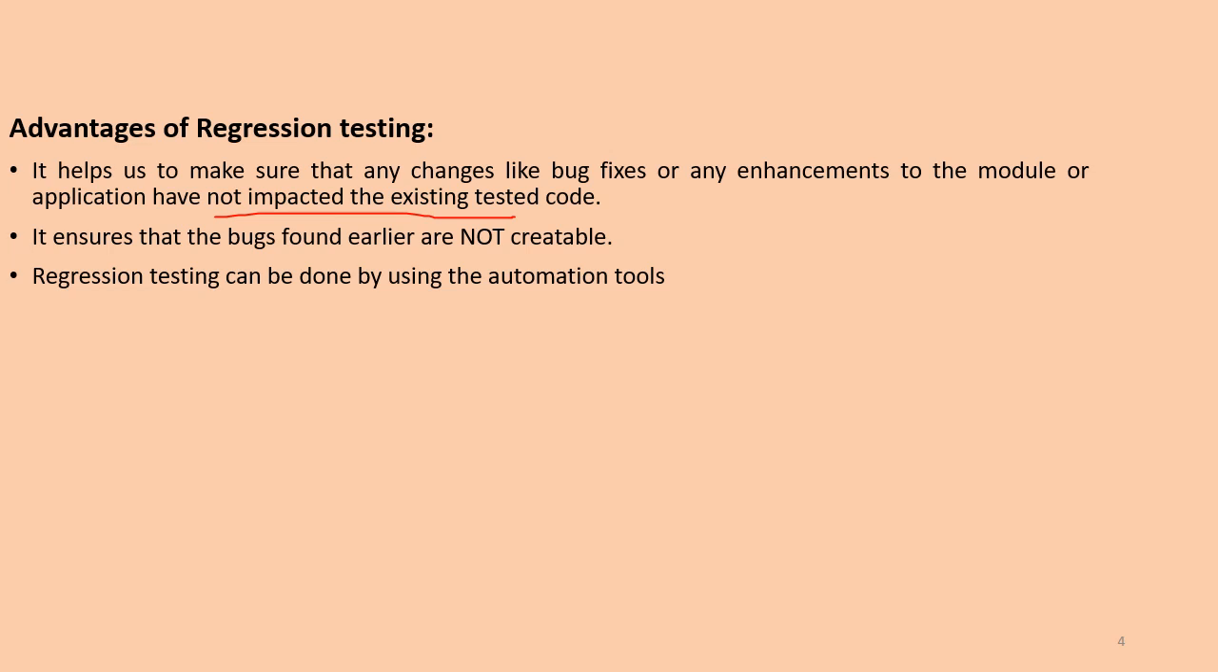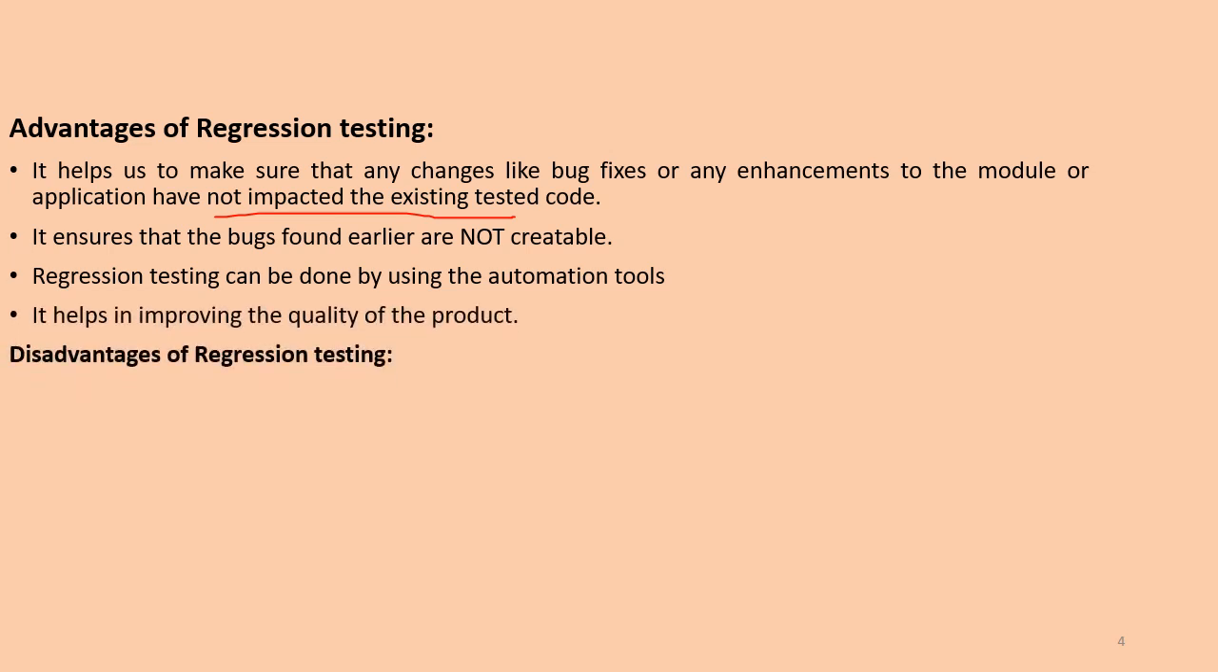Regression testing can be done by using automation tools. We have some automation tools available, and we are going to learn about one automation tool in one session. So you can do this by using the available automation tools. It helps us improve the quality of our product.